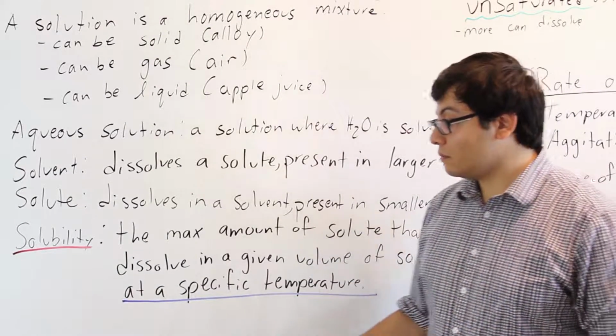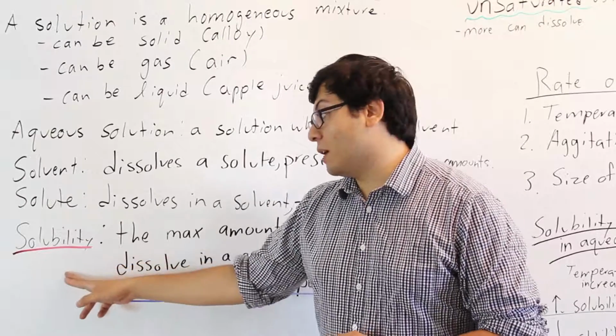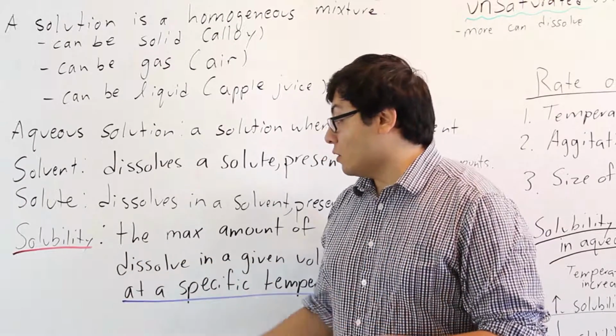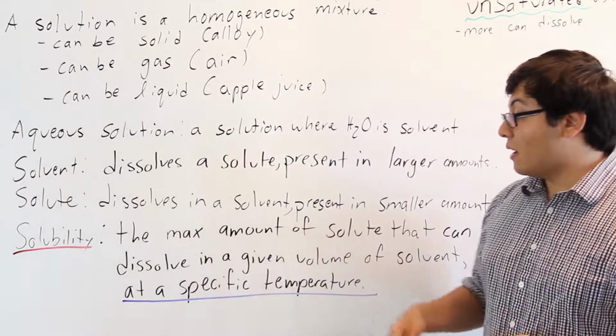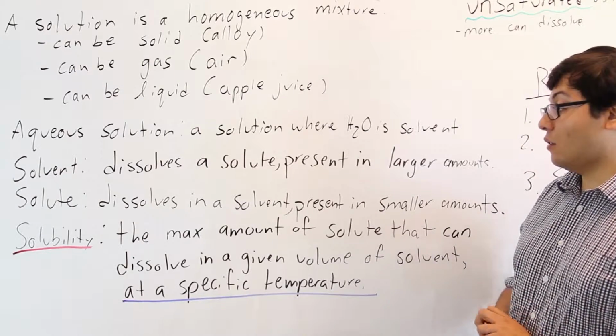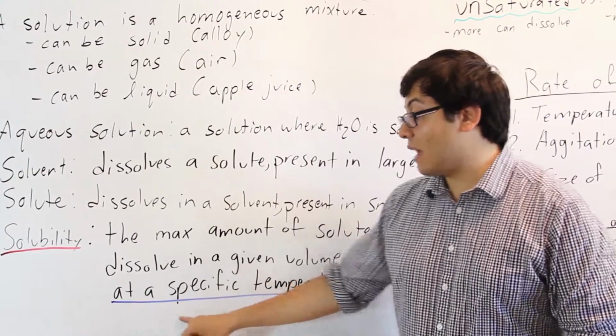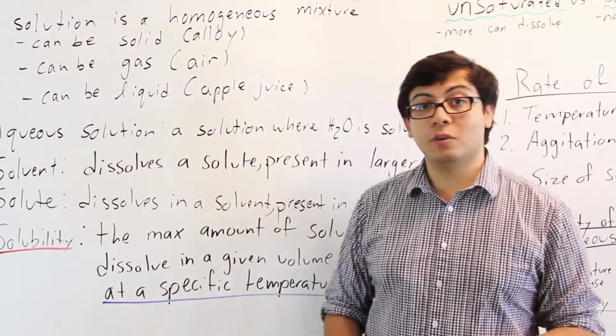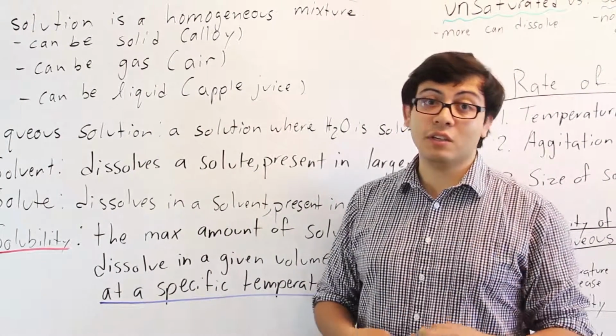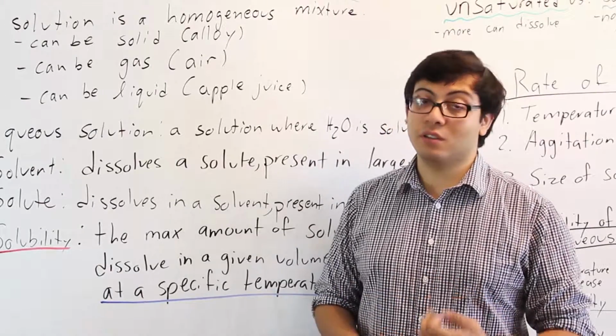So an important definition to keep in mind is solubility. Solubility is just the maximum amount of a solute that can dissolve in a given volume of solvent at a specific temperature. It's important that we note that it's at a specific temperature because solubility is temperature dependent. Usually as you increase the temperature, you'll increase the solubility of a compound.